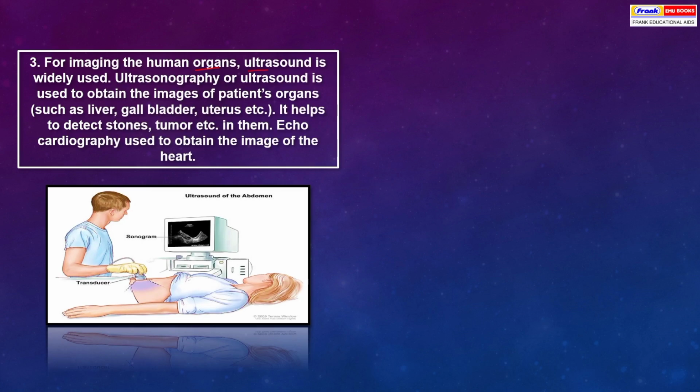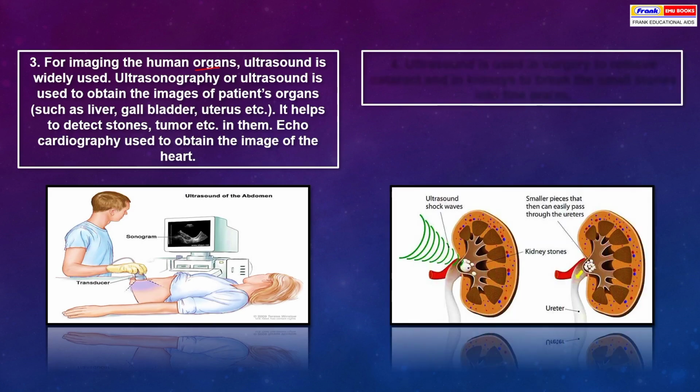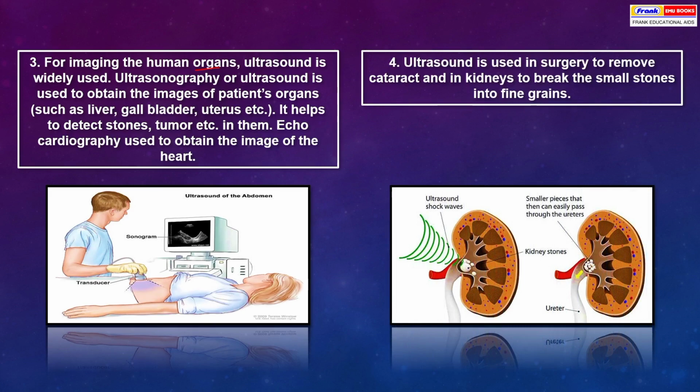The next application is for medical purposes, for imaging the human organs. Ultrasonography or ultrasound is widely used to obtain images of patient organs like liver, gallbladder, uterus, etc. It helps to detect stones, tumors, and echocardiography is used to obtain the image of the heart. Another medical application is that ultrasound is used in surgery to remove cataract and in the kidneys to break small stones into fine grains.